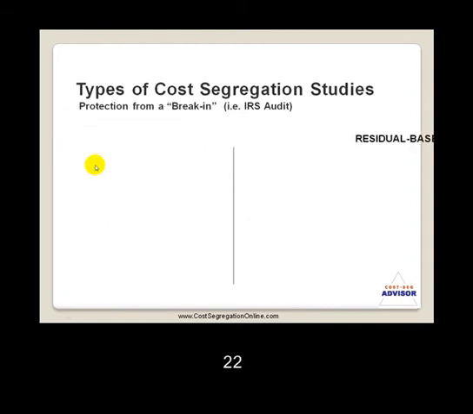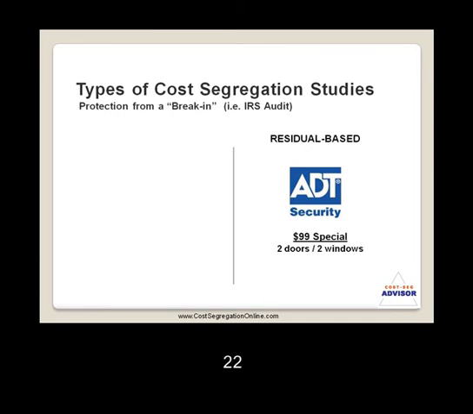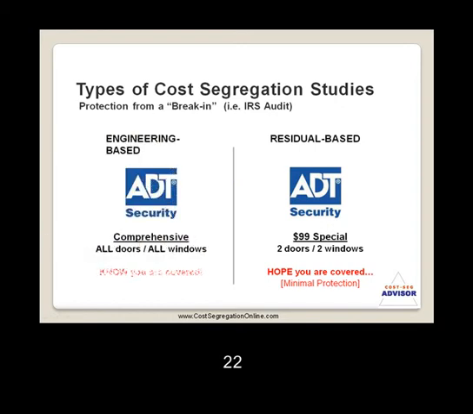And so moving on, just to give you some more graphics to look at the difference between residual based and engineering based. It's kind of like a security system where you cover the two main doors, maybe two windows that most people would probably break into or want to use to get in, versus really covering everything and not taking the risk. And so that's the best example we can give you.